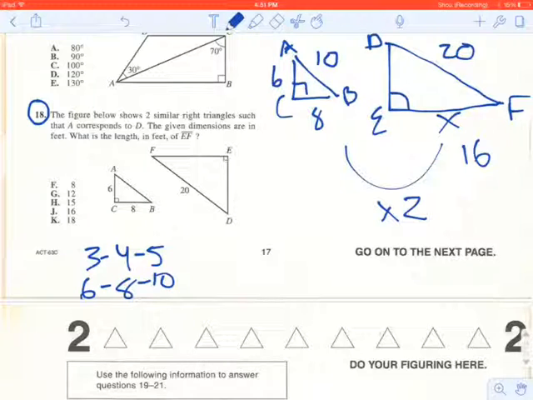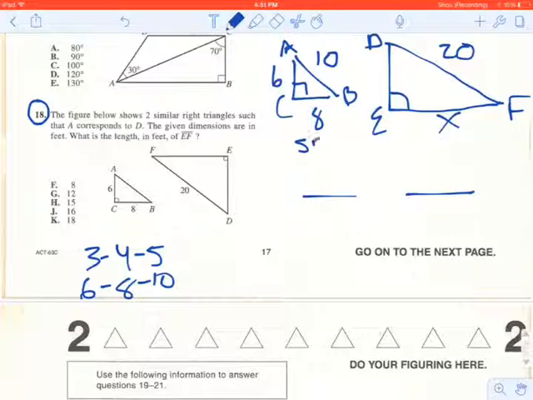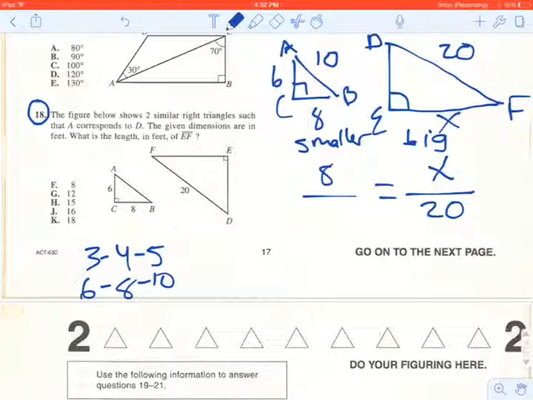You could also solve this with proportions. So if you set up two sets of fractions, we'll say that this is the smaller one and this is bigger. We're looking for x, and we know the hypotenuse is 20, and then the matching sides on the other smaller triangle, x matches up with 8, and then 20 matches up with 10. So you could cross multiply and then divide. So 8 times 20 will give you 160, divided by 10 is 16.